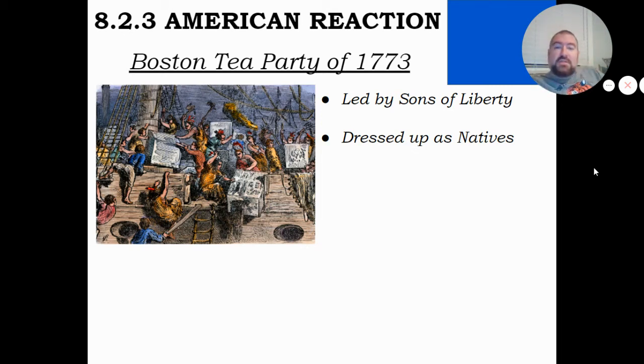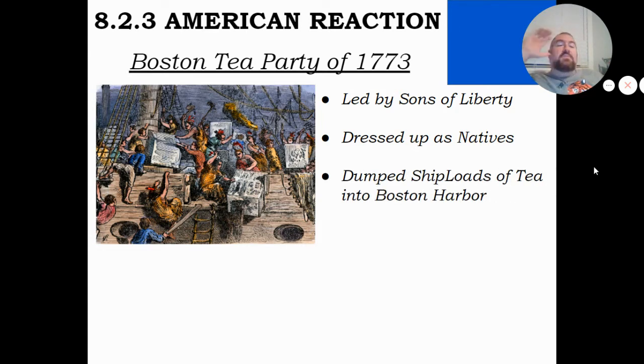And they walked onto this ship, and they broke into these cases, and they dumped shiploads of tea into Boston Harbor. Literal shiploads. They stormed onto these ships, broke open these cases of tea, and dumped them into the harbor. I would like to remind you, a harbor is a safe place to park your ships. So these ships came into Boston Harbor because they were going to be safe. They came into the town of Boston, and then these guys dumped all of the tea into Boston Harbor.